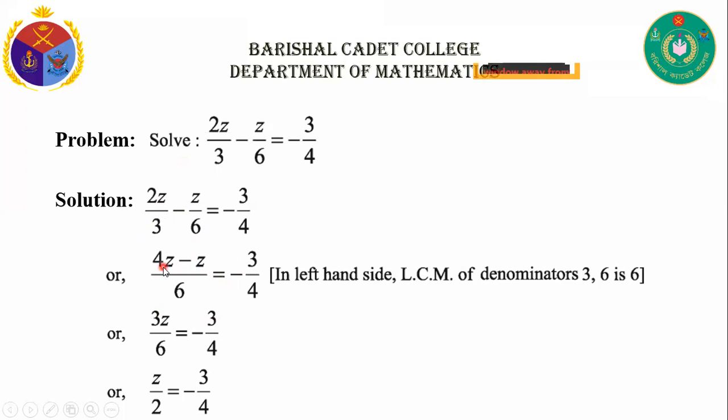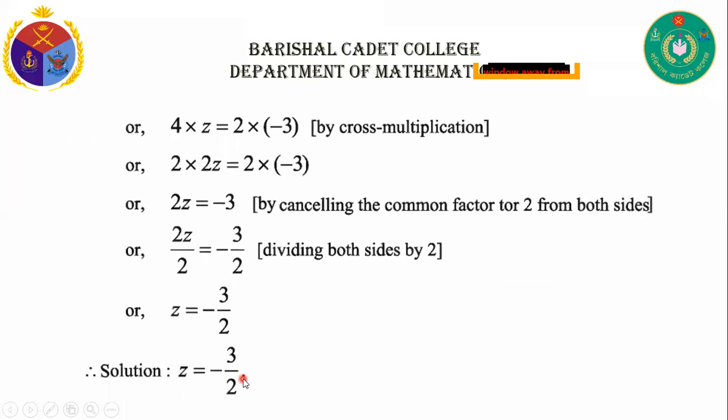So we get 4z minus z, equal to 3z divided by 6, equal to minus 3 by 4. That is z by 2 equal to minus 3 by 4. Now after cross multiplication, that is 4 into z equal to 2 into minus 3. We can write 4 as 2 into 2z, and 2 into minus 3, that is 2z equal to minus 3.